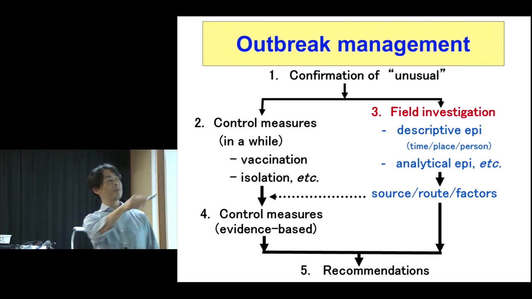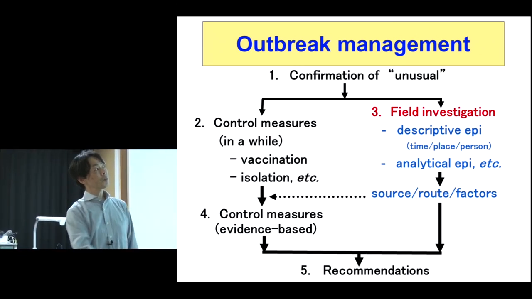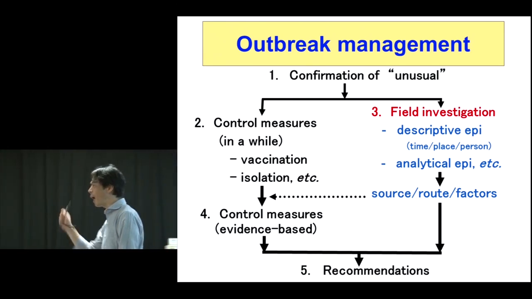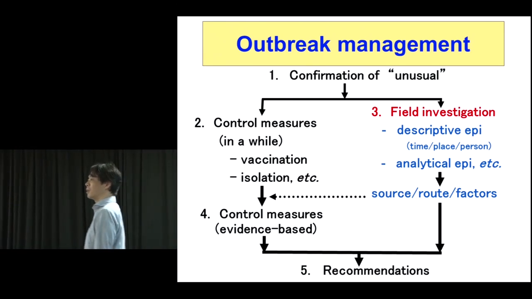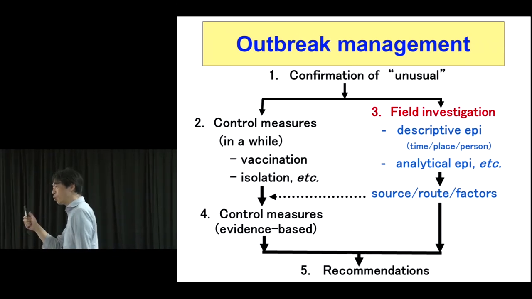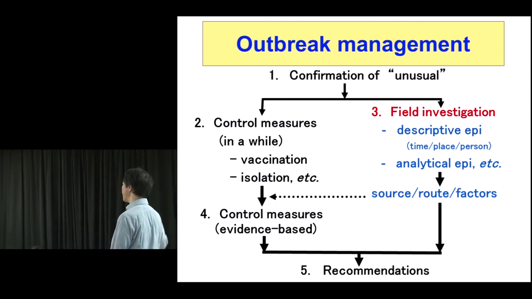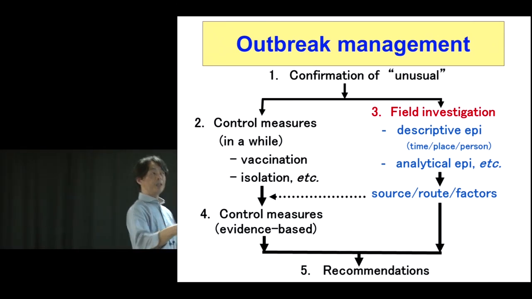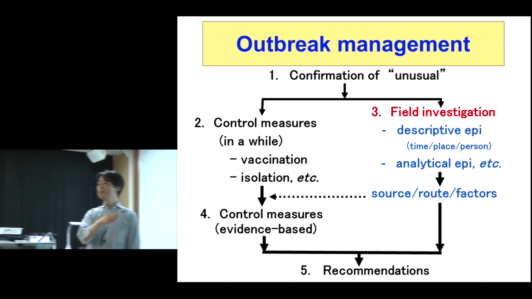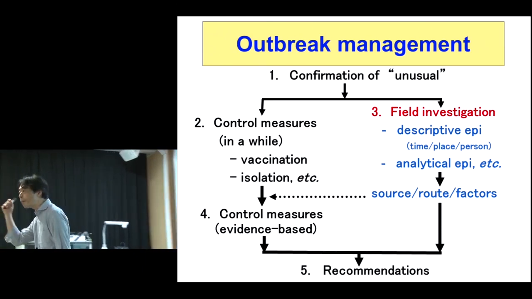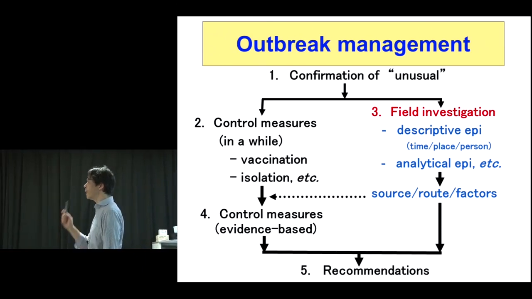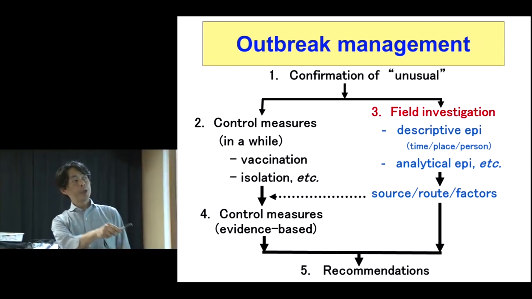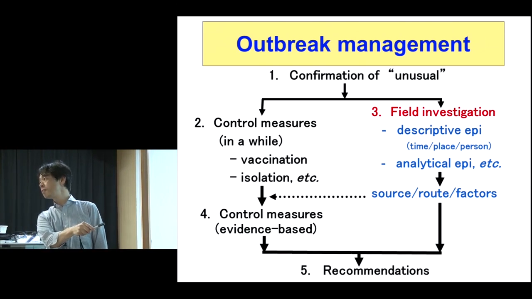Outbreak management has two ways. First, pick up unusual issues, strange issues. For example, an increase of cases or an increase of isolates of some specific pathogens, something like that. So this part, number one, confirmation of unusuals, is also a big topic. But today I do not move into this part. Today I'll move on with field investigation, outbreak investigation.